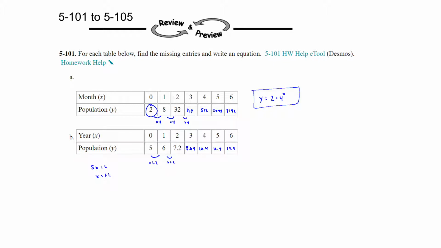So once again, our equation would be population is equal to the initial population, which was at 5, times the multiplier, which is 1.2, raised to the x power. So once again, y is equal to, instead of writing the multiplication, I can just do 5 times parenthesis 1.2 raised to the x power.